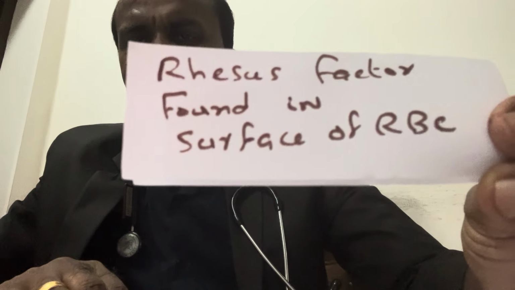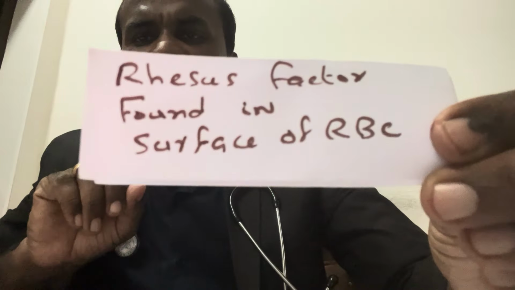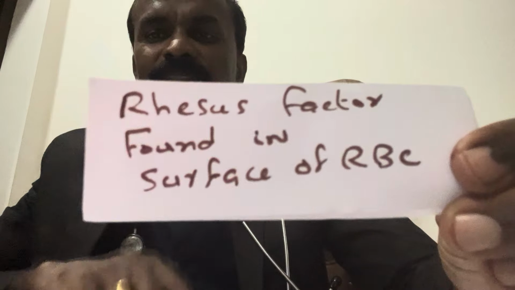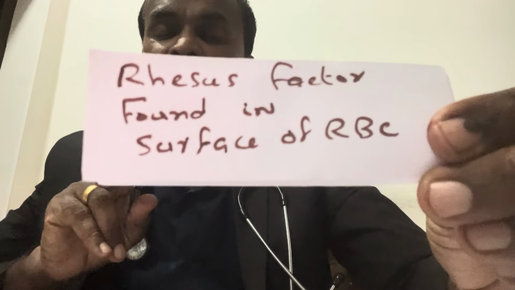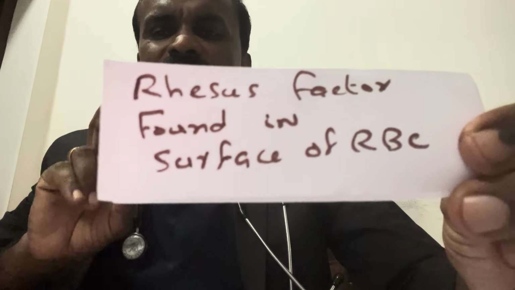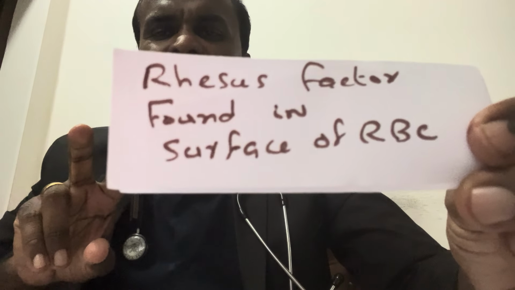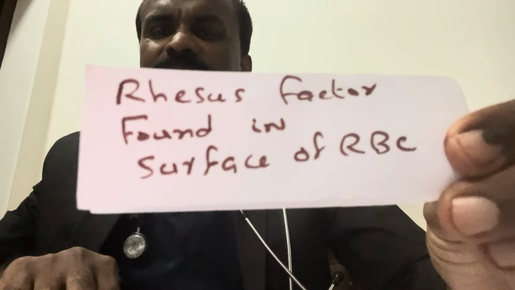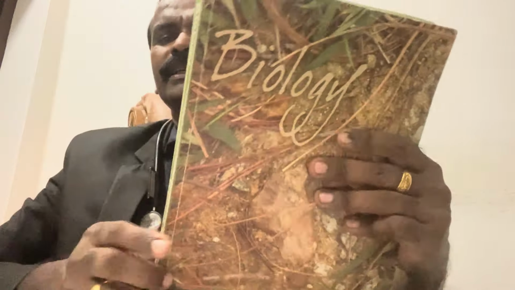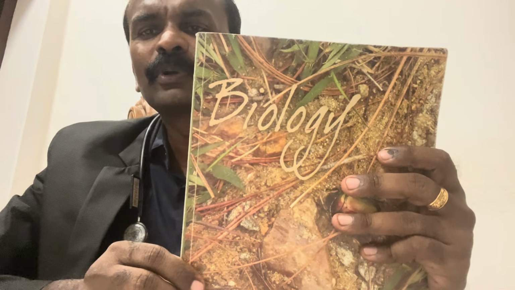So rhesus factor is present in the surface of RBC. True or false? Surface of RBC, these two are the keywords. Rhesus factor is located in the surface of RBC. True or false? True. Right? See, all the questions I have taken from your NCERT 11th standard book. Everything is there in your NCERT 11th standard book.